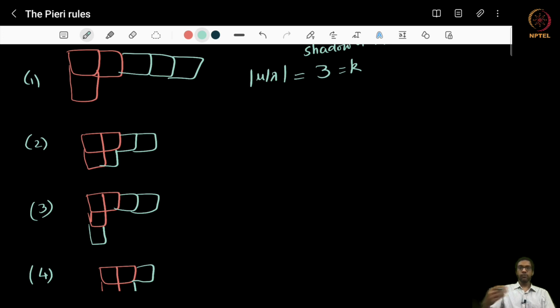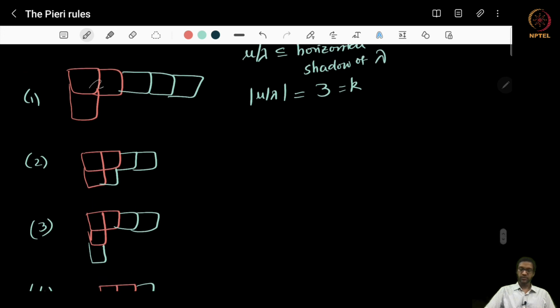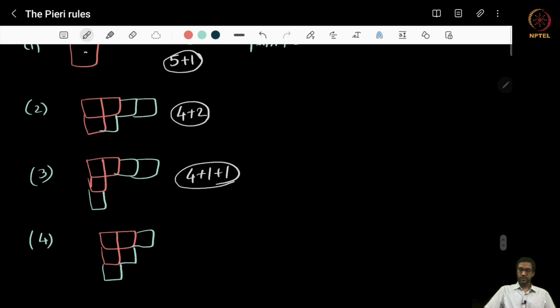So these are all the shapes that I can get by starting with the original shape lambda and trying to attach 3 more boxes to it, such that the boxes I attach are all from the horizontal shadow. Now, one can then read out what these mu's are. We just have to read out the partition. So this is 1, 2, 3, 4, 5, 1. So here the partition is 5, 1. This partition is 4, 2. This is 4, 1, 1. This partition here is 3, 2, 1.